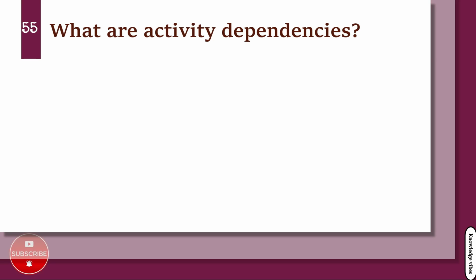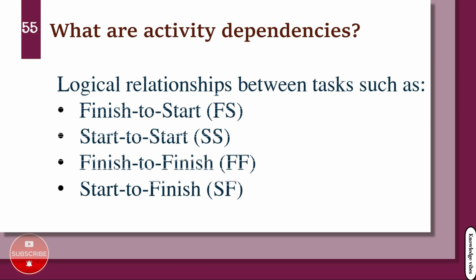What are activity dependencies? Logical relationships between tasks such as finish to start, FS. Start to start, SS. Finish to finish, FF. Start to finish, SF.